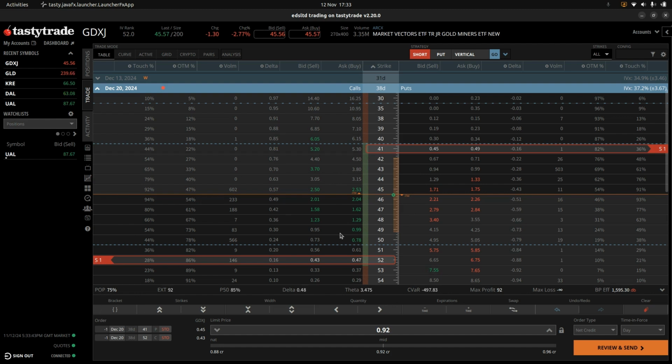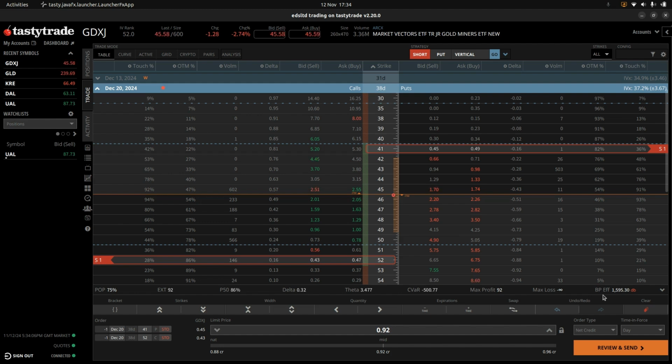And if we wanted to get out of this position at 50% of max profit, then we've got an 85% chance of hitting that price target at some point over the next 38 days. So very, very high probabilities of success here. And we would collect $92 up front in premium. Our broker is going to require just under 1.6k in buying power.